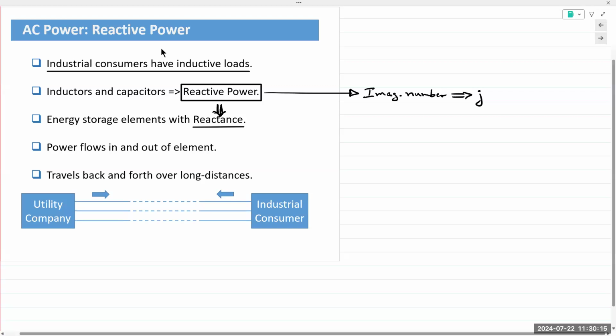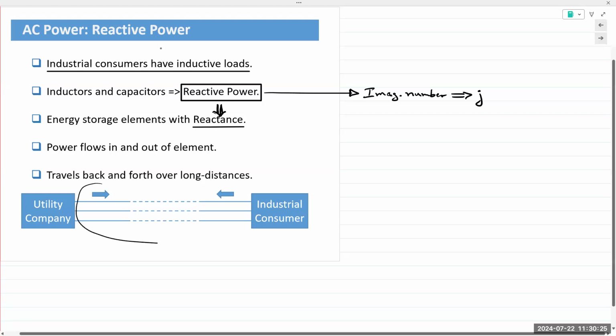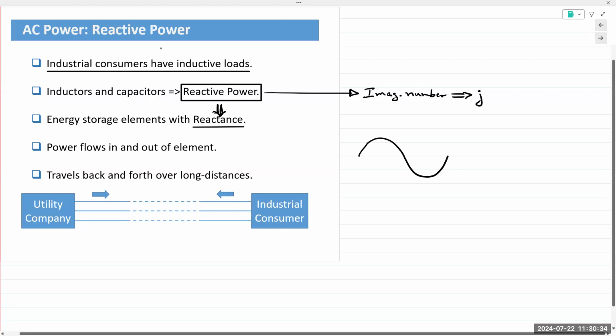So if you are a utility company and you are serving an industrial customer that has huge electric machines, you are sending voltages and currents over very long distances. It travels back and forth. Remember the previous chapter where we talked about how an AC voltage or current will constantly flow in and out of an inductor or capacitor. You all with me so far?